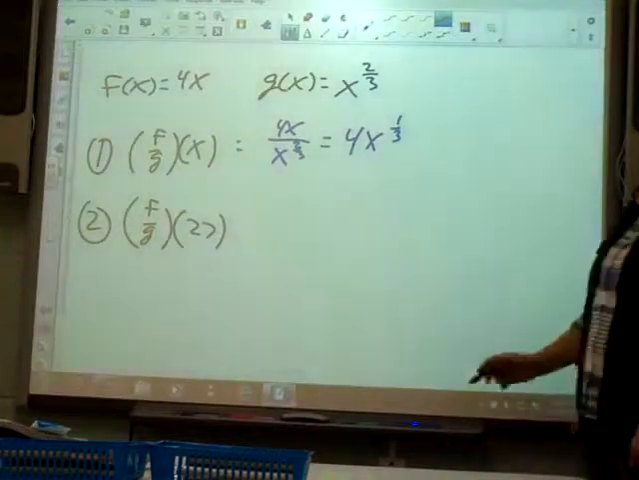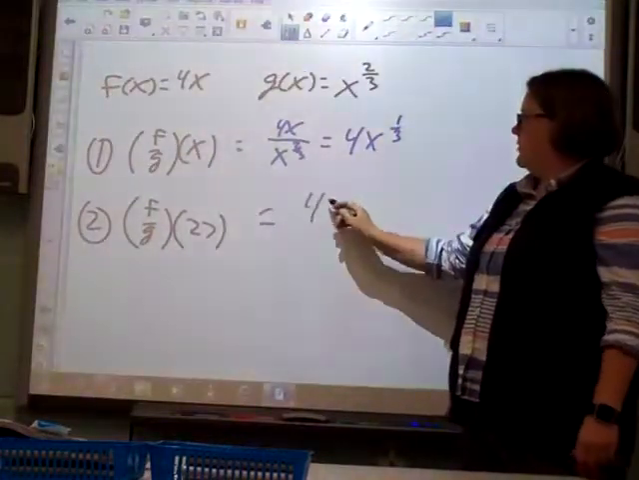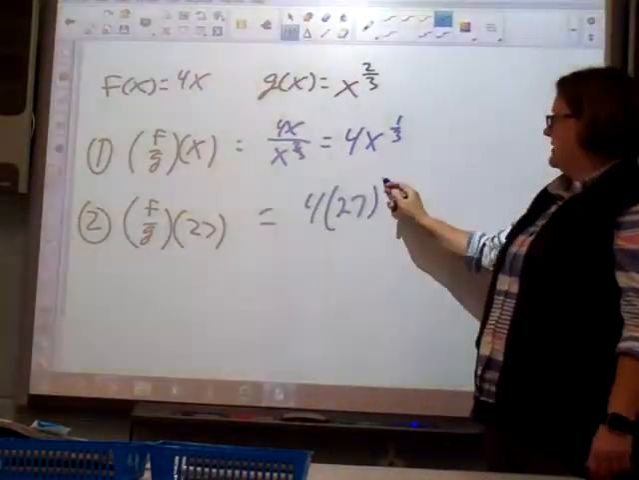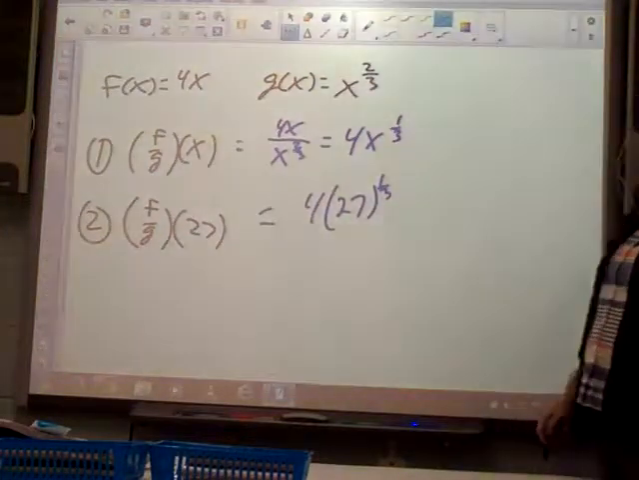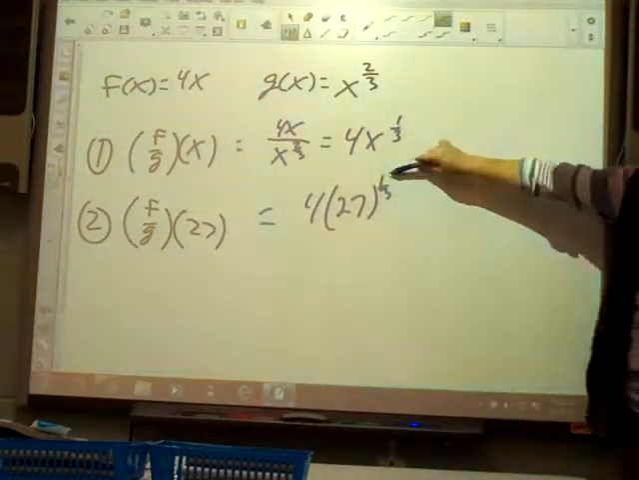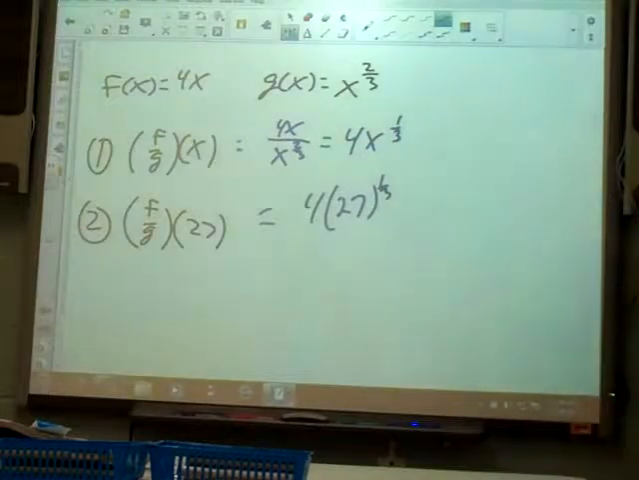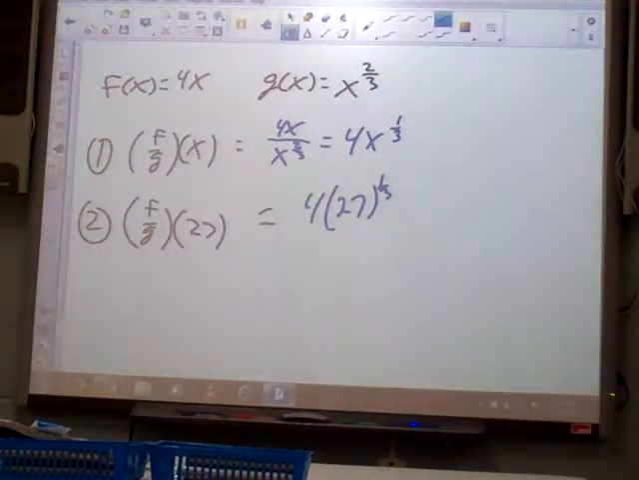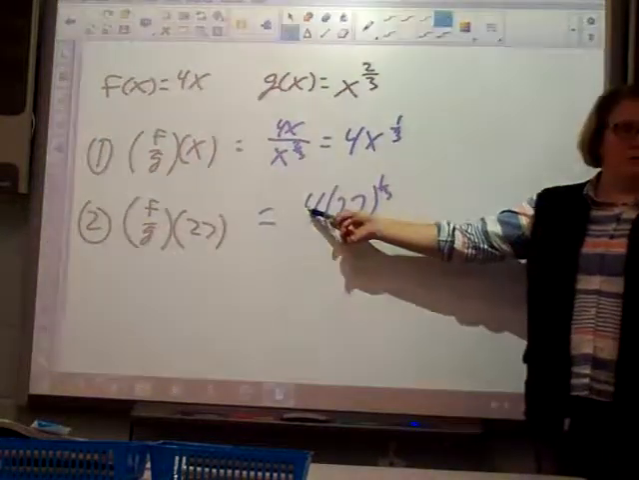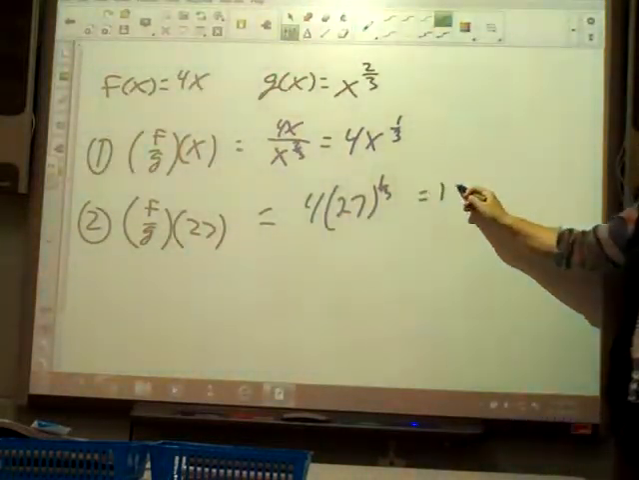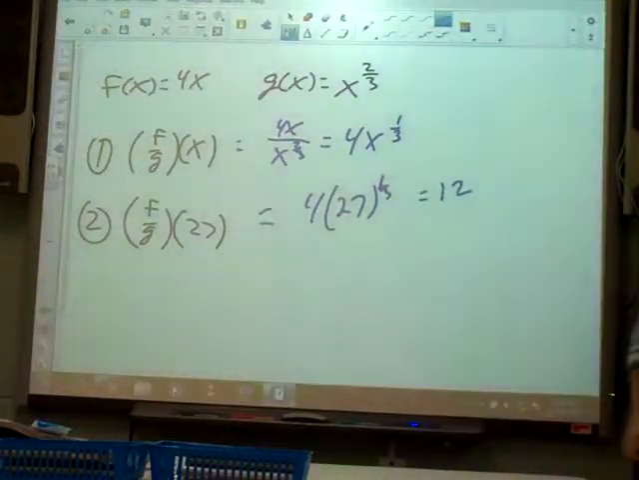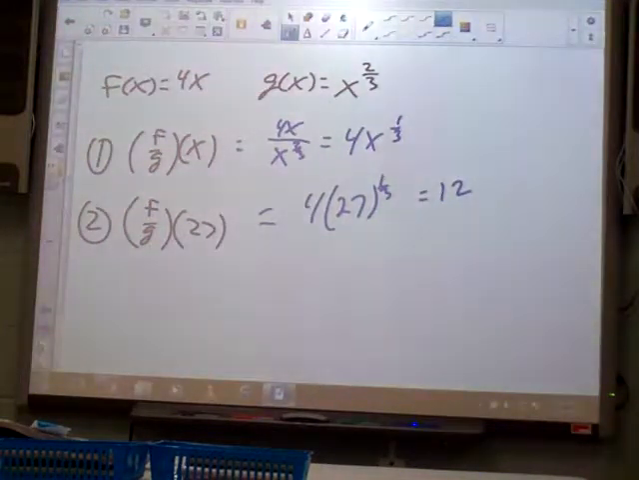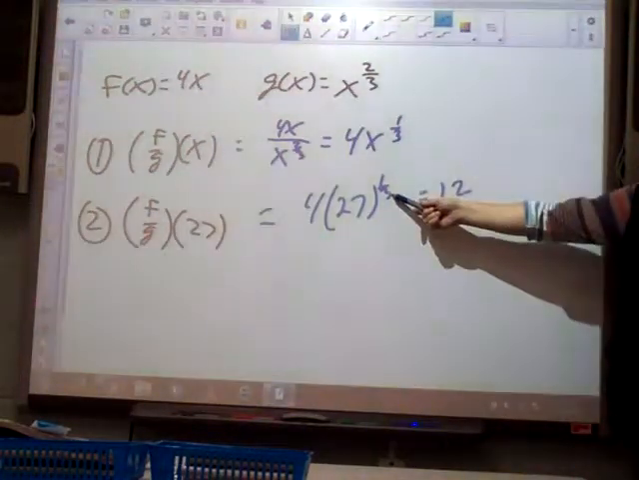Okay, now for our number 2 answer, we have to do 4 times 27 to the 1/3. 27 to the 1/3, that's power over root. So that just means the cube root of 27, that's 3. 3 times 3 is 9, times 3 is 27. So I got 3 times 4 gets you 12. Plus minus? No, because I did an odd root, cube root. Good job.